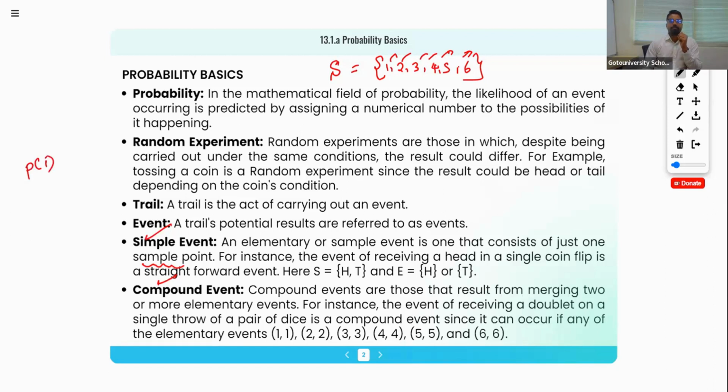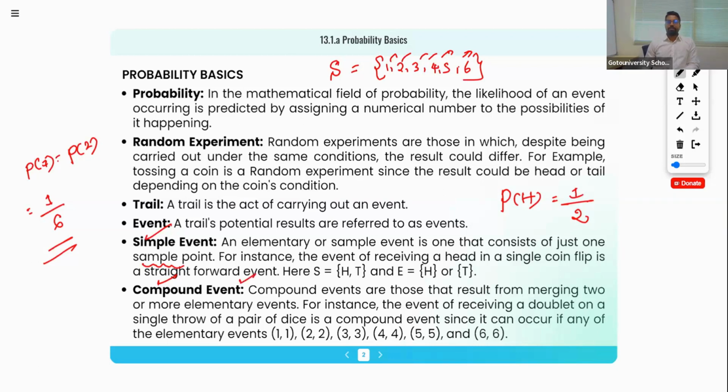For example, getting a 1, which is equal in probability to getting a 2. I'll come to all that. What is getting 1 in a die? Totally, how many outcomes are there? 6. And I need to get one outcome, and that one outcome is 1. The number of favorable outcomes is 1. So it becomes a simple event. Getting a head is a simple event. There are 2 total outcomes, and I am expecting one of them, that is 1 by 2. That is a simple event. What is a compound event?